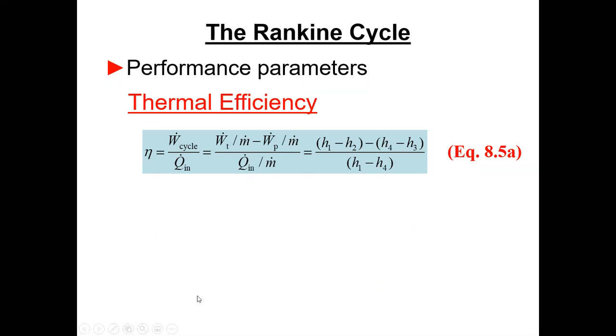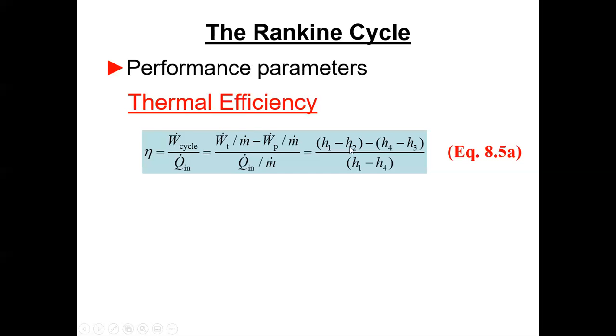we get the net work out of the cycle. So that's the turbine work minus the pump work divided by the rate of heat input in the boiler. That's the turbine work per unit mass minus the pump work per unit mass, divided by the boiler heat input per unit mass, and all the mass flow rates then cancel from this, and we can substitute in the definitions of these in terms of the enthalpy.